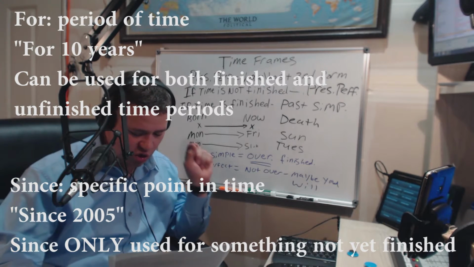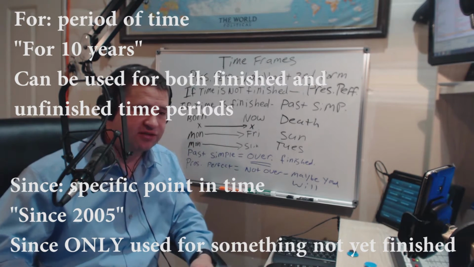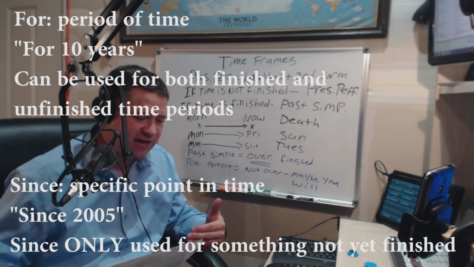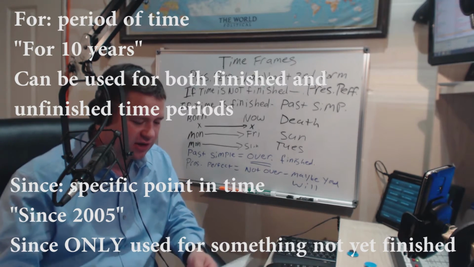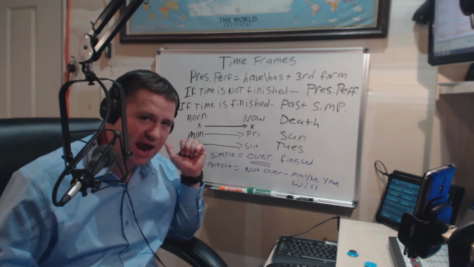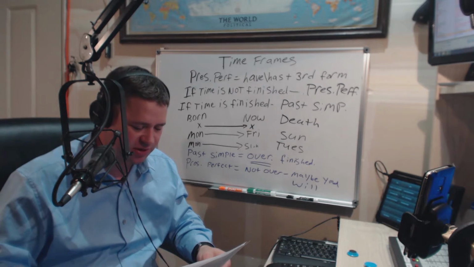Since is only for current things, because since is really saying that it's still continuing. Okay, but for is for either past or for the current time period.